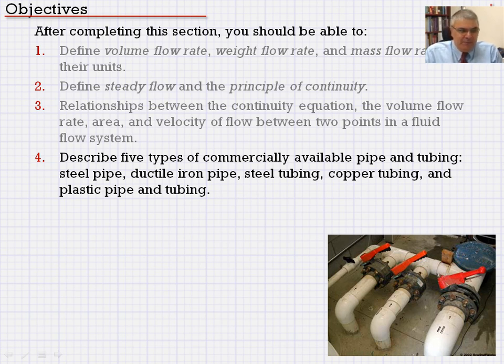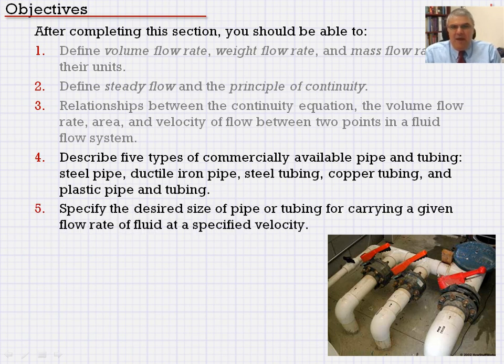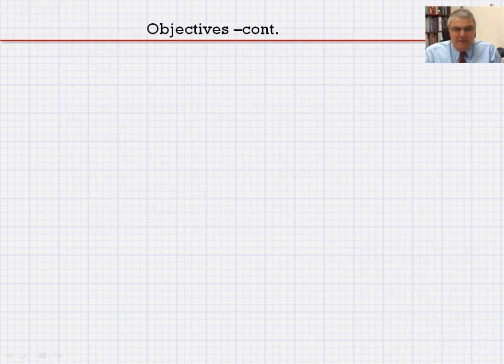And that leads to the discussion of pipes and tubing and how we can actually design a basic system that includes pipes and tubing. We're not going to look at pumps because pumps are another topic by itself, but for this course we will stick to fundamentals of pretty much specifying the desired size of pipe or tubing for carrying a given flow rate of fluid at a specified velocity.